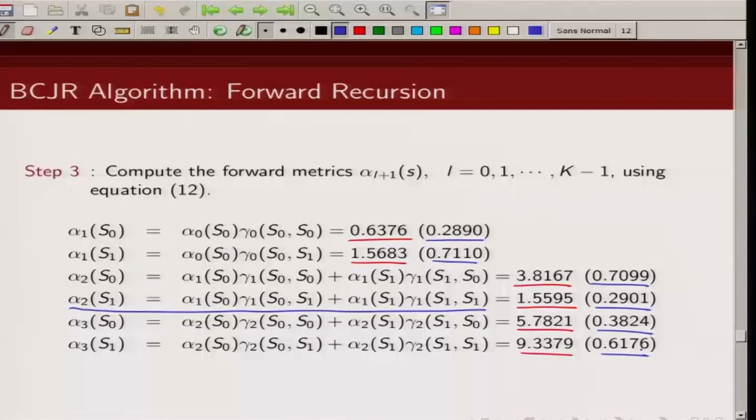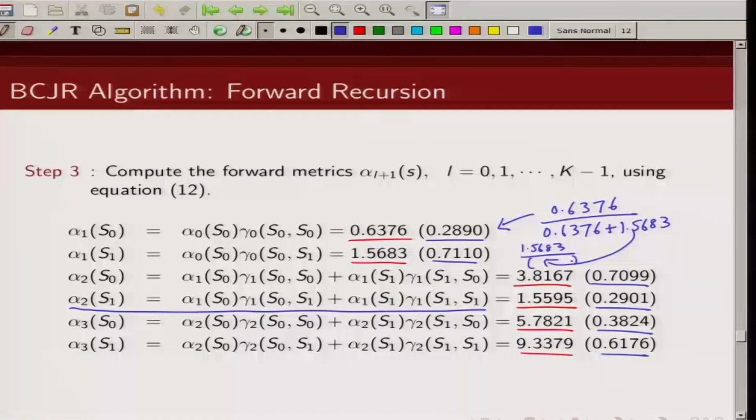So, how do I get this? This is 0.6376 divided by 0.6376 plus 1.5683. So, this is this quantity. Similarly, this is 1.5683 divided by this one. So, these are the actual values of alpha, and these are the normalized values, because the sum of probability should add up to 1.